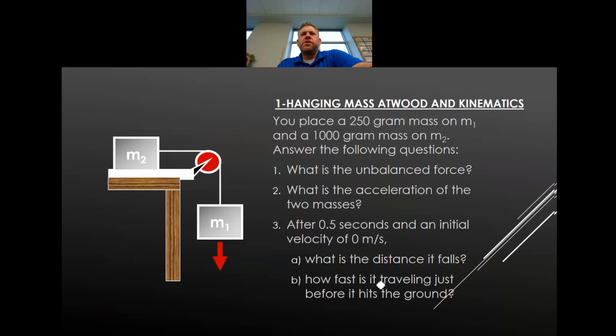Try this one out. See if you can do this one as well. So pause me and then get going. All right, here we go.